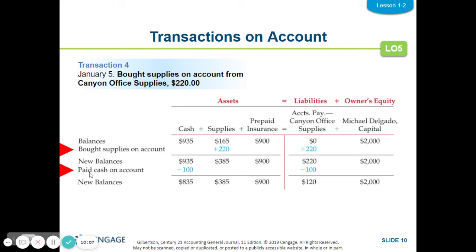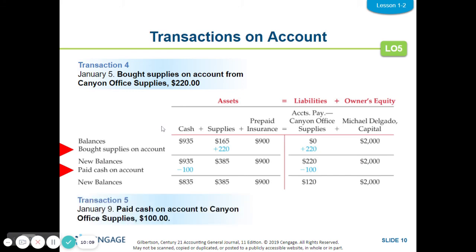The next one, paid cash on account. In this transaction, we're going to make a payment now to Canon Office Supplies. Up here, we went and bought those supplies. We got them. We brought them home. They're in our assets. We owe Canon Office Supplies $220. Now we're going to make a payment to them. So we paid cash on account to Canon Office Supplies. We take $100 out of our cash. We also reduce what we owe Canon Office Supplies. Since we owed them $220, and we paid them $100, we now only owe them $120. So our equation is still in balance.